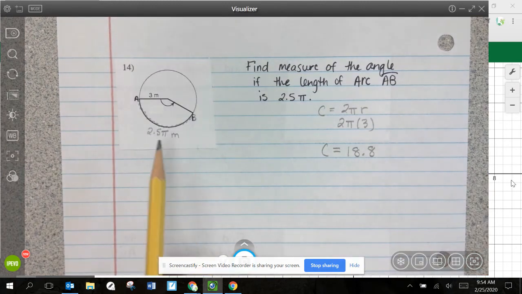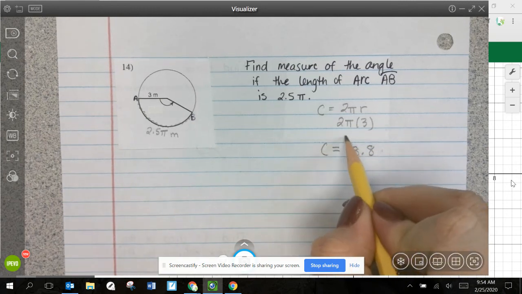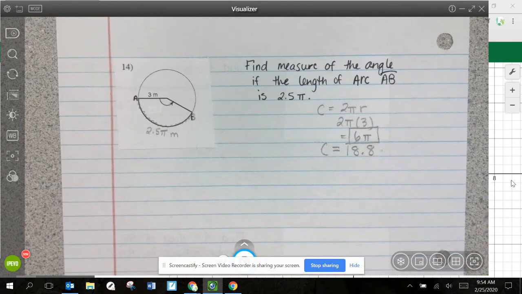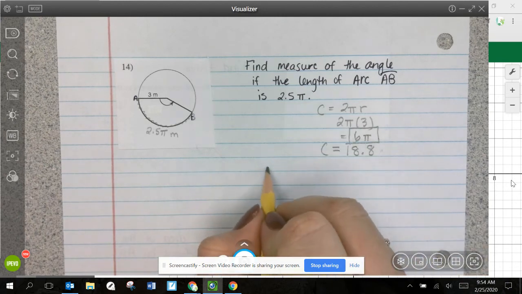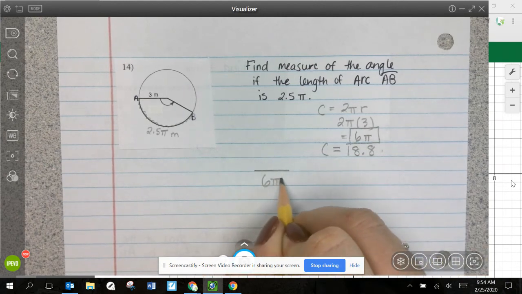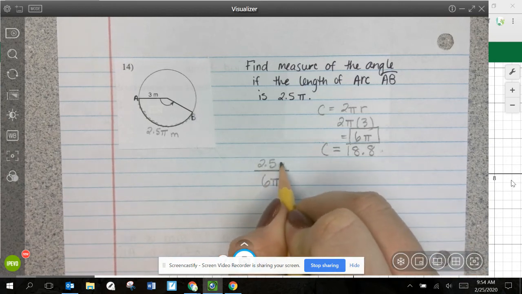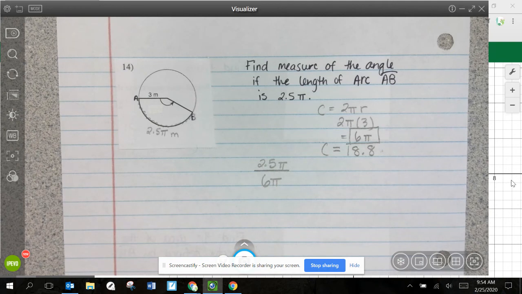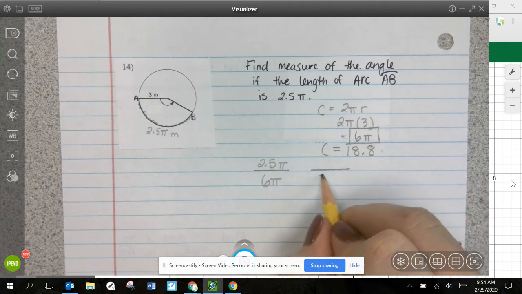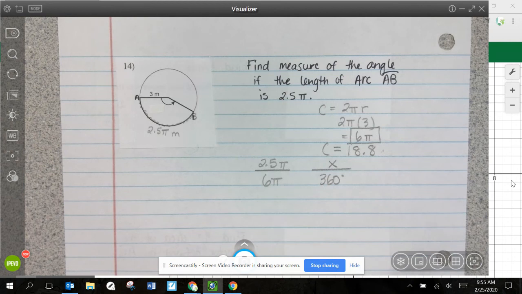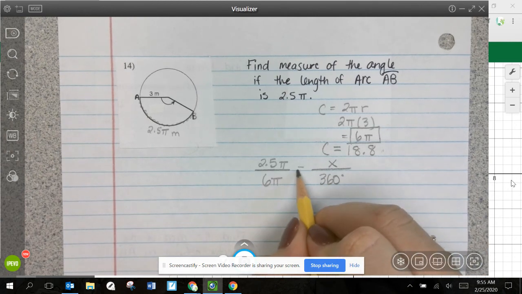But what I ended up with is 2.5 pi. So I'm probably going to need this circumference in terms of pi, 6 pi. Well, how much of this circle did I use? Out of the total circumference, 6 pi, I only used 2.5 pi. I could set up another fraction. Out of the total circle, 360 degrees, how many of those degrees gets me 2.5 pi? I've just created what we call a proportion.